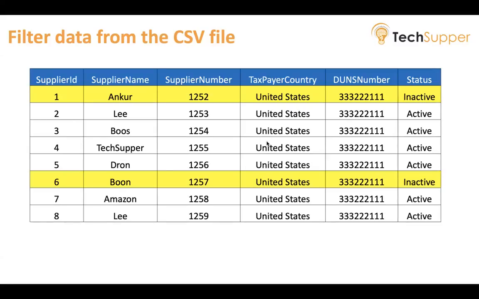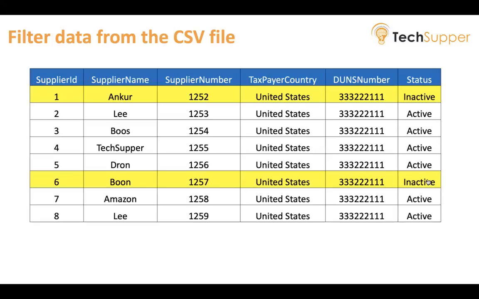Now you would like to create a REST API where you send the status as a request parameter, and you get the suppliers where the status is only active, or you send the status inactive and get only the suppliers where status is inactive. So how do we do this filtration from the CSV file in Oracle Integration? Let's look at how this can be achieved.